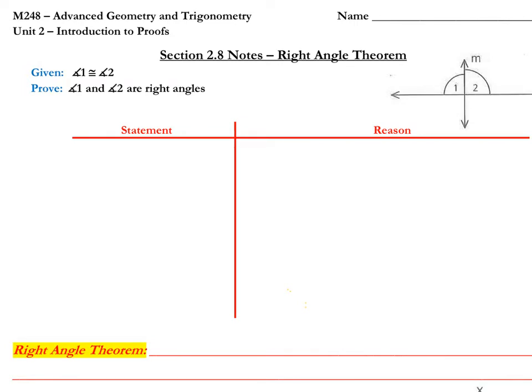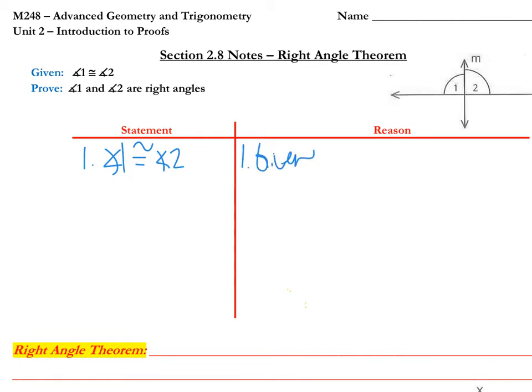So first of all, it says angle 1 is congruent to angle 2. Prove angle 1 and 2 are right angles. So remember that we are writing out and numbering. So angle 1 is congruent to angle 2. That's our given.